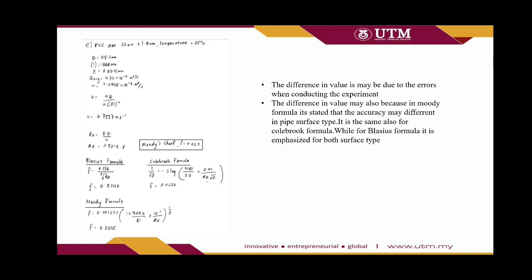The difference is made due to error when conducting the experiment. The difference in value may also be because the Moody chart formula is stated to have accuracy that may differ with pipe surface type. It is the same for the Colebrook formula, while the Blasius formula is emphasized for smooth surface type.